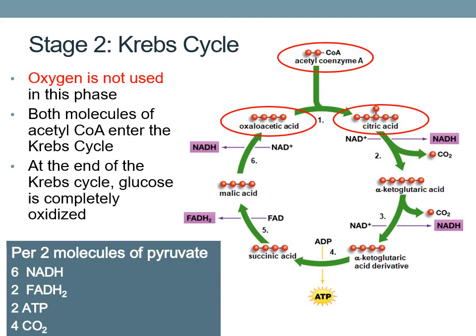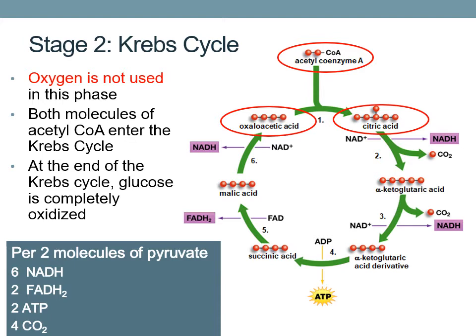Both molecules of acetyl-CoA enter the Krebs cycle, and each molecule is combined with a molecule of oxaloacetic acid, a 4-carbon molecule. Together, the acetyl-CoA and the oxaloacetic acid combine to make citric acid. The citric acid begins the Krebs cycle, and the next 2 reactions result in a release of a carbon dioxide molecule. And after reaction number 3, all of the original carbon atoms have been removed in the form of carbon dioxide.